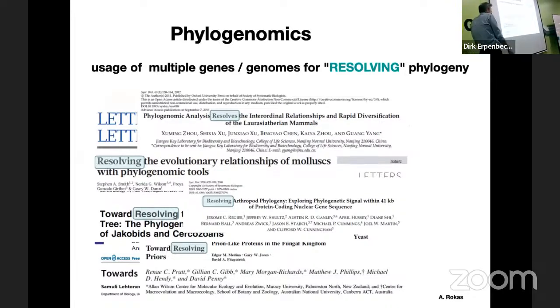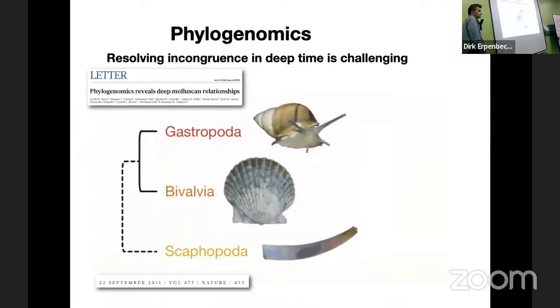These papers got published in the highest ranking journals, Nature, September 22, 2011. Finally, resolving the molluscan relationships, the ancient old question: who is closer related to whom?